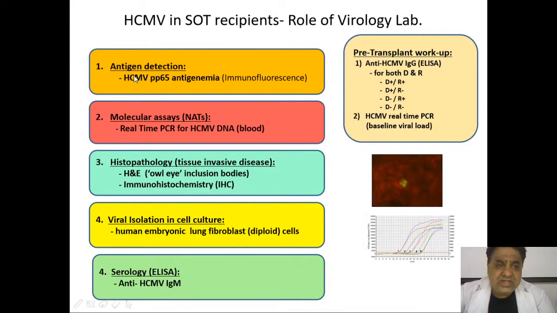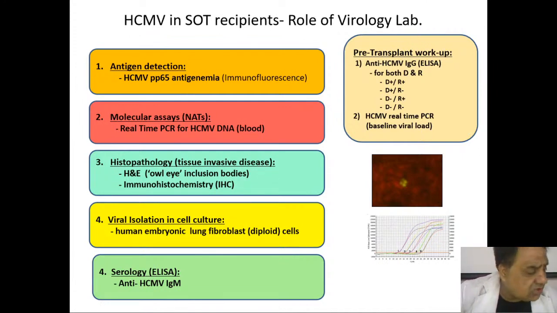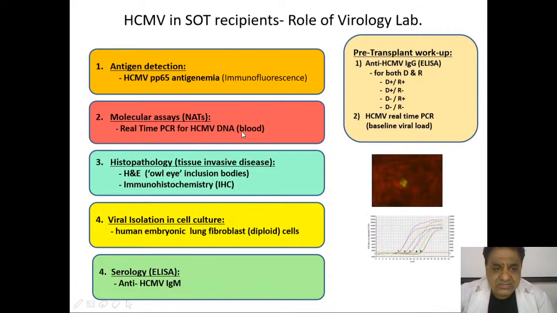A rapid test is antigen detection, that is, the pp65 antigen of the virus can be detected by immunofluorescence test, but this test is less commonly done now because of better tests like PCR being available. The standard of care now after transplantation is to monitor the patient's viral load by real-time PCR. If there is a tissue invasive disease and you are planning a biopsy, then the tissue can be examined by histopathology, and owl's eye inclusion bodies, which I described in the congenital CMV class, may be seen in the organs, or you can demonstrate the antigens of this virus by immunohistochemistry.